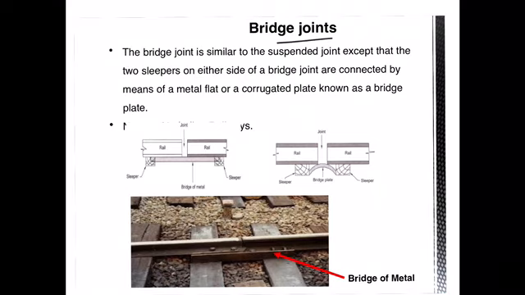So how can that be overcome? Now this bridge joint is similar to the suspended joint. We will have the joints suspended beyond the sleeper section, but two sleepers on either side of a bridge joint are connected by means of metal flat or corrugated plates, that is known as the bridge plate. So you can see here in the picture, this is the bridge plate which is used to connect the two sleepers. Either this can be a flat one or it can also be curved in shape.